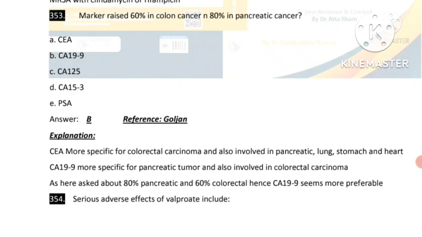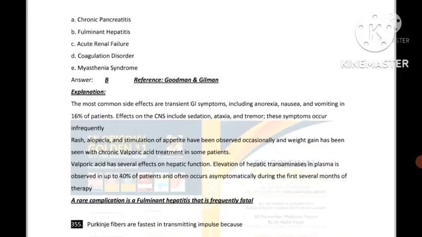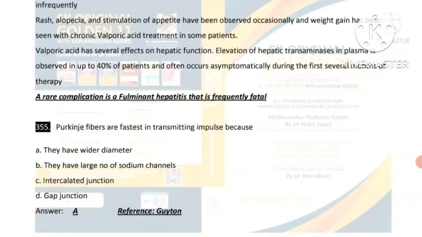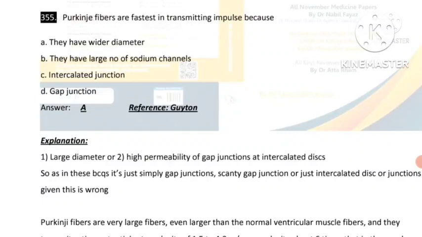Point number 354, serious adverse effect of valproic acid, that is Epival, is fulminant hepatitis, beta is the right option. Point number 355, Purkinje fibers are fastest in transmitting impulse because they have wider diameter. Alpha is the right option.